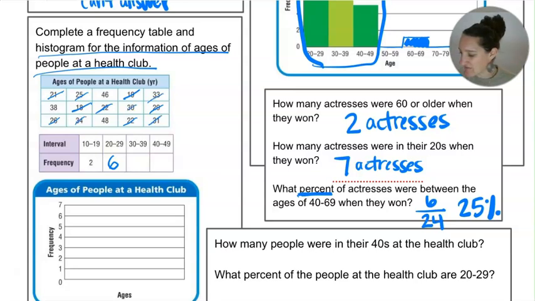2, 3, 4, 5 people in their 30s. 2 people in their 40s.